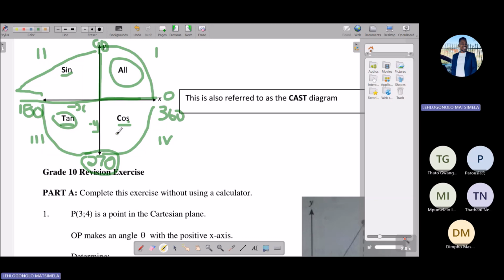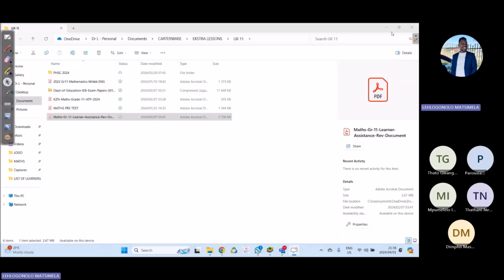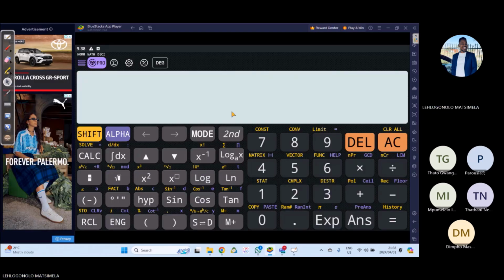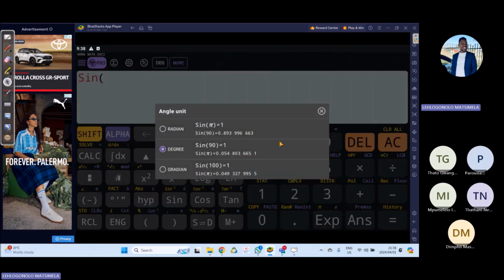Understanding the quadrants is just to know where these trig ratios are positive and negative, and also the values. Let's say, for example, they have given you something like sine 225. Now sine 225 is more like a simple thing. Let me put the calculator up. Now here's the calculator. I'll just put sine 225 here on my calculator.